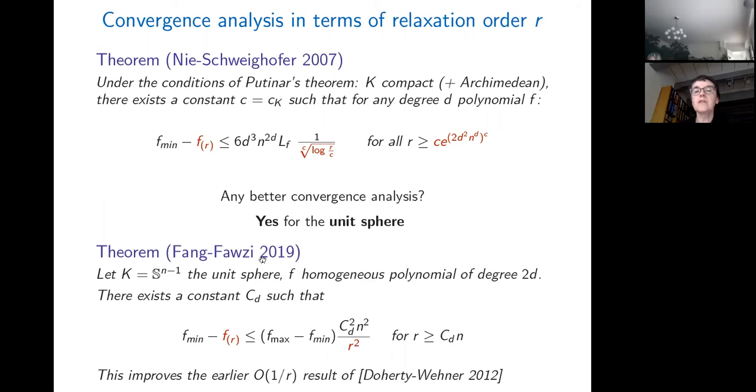When K is a unit sphere, then you can show a convergence analysis in 1 over R squared, so quadratic. So it's much nicer. And this is the best you can do because the analysis is tight. But that's the state of affairs about the convergence analysis for the lower bound. Once again, it's an active research area at the moment.